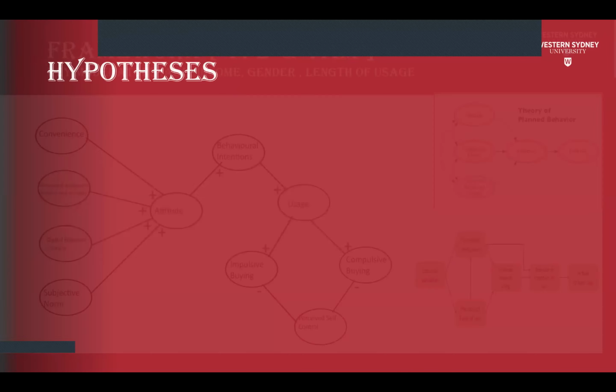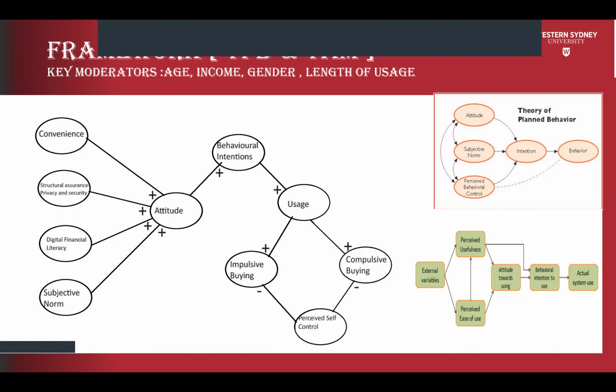So, the framework I have used is the theory of planned behavior and the technology acceptance model. The technology acceptance model was just explained in the research paper just before me. In the theory of planned behavior, it is understood that attitude, subjective norm, and perceived control affect the intention to buy, and that affects their actual usage.